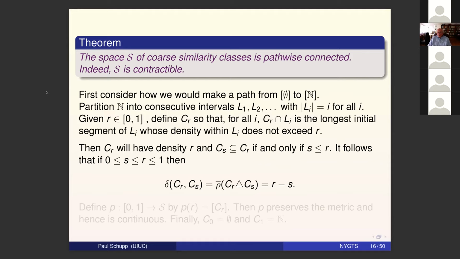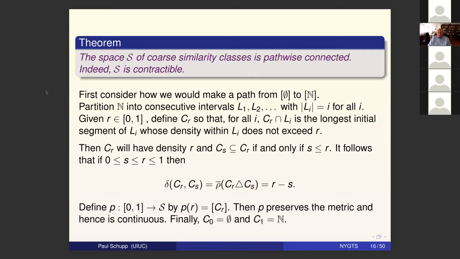They're properly nested: C_s is in C_r if and only if s is at most r. And the distance between them, which is the upper density of the symmetric difference of C_r and C_s, is just r minus s. So we define a path from the unit interval to S by P(r) = C_r. This preserves the metric, it's continuous, and it has the right values at the endpoints. So that's a path.